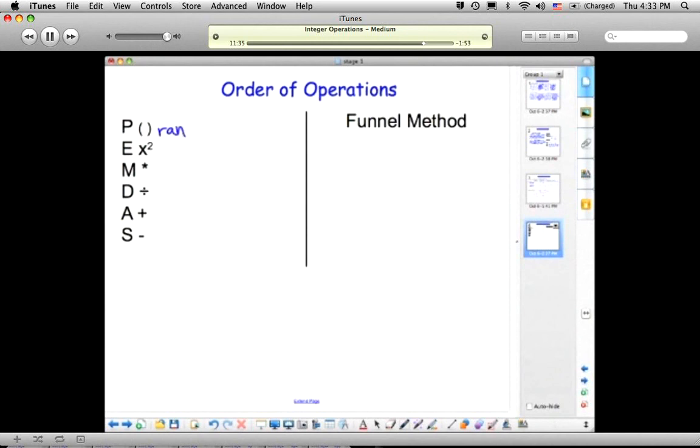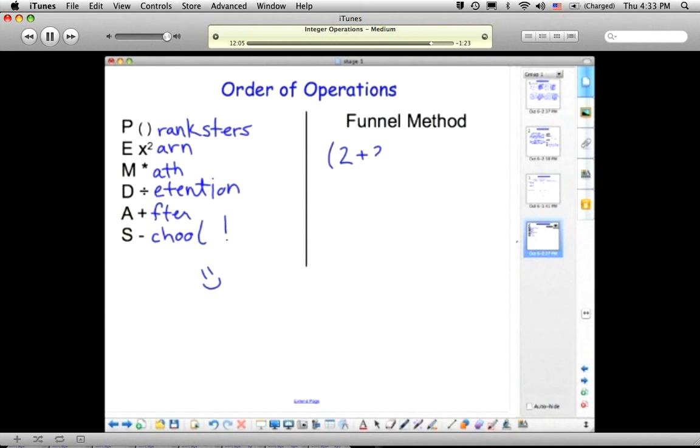Some of you may recognize PEMDAS: parentheses, exponents, multiplication, division, addition, subtraction. I like to refer to it as pranksters earn math detention after school. I think it's a little more exciting than please excuse my dear Aunt Sally. Some of you may have heard that.